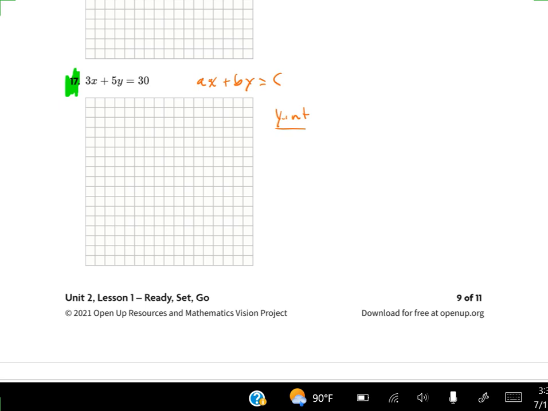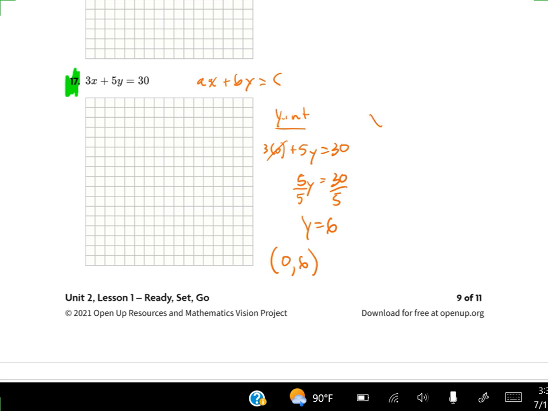We get this by setting x equal to 0. So that ends up being 0. So we get 5y equals 30. Divide both sides by 5. y is equal to 6. So the y-intercept is at (0, 6).